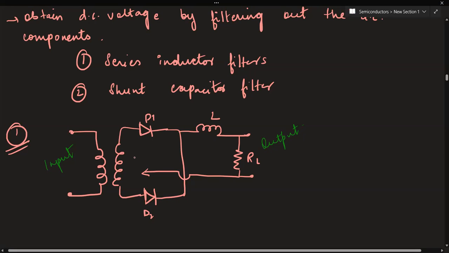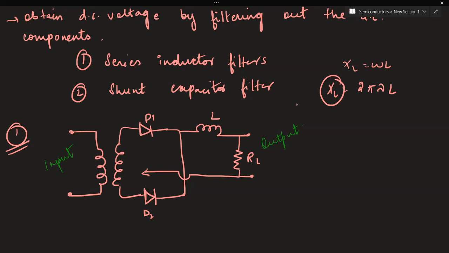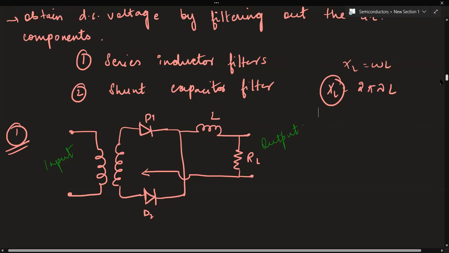Now this inductance L offers reactance that you had studied in your first term. XL is equal to 2 pi mu L. If you remember, XL is equal to omega L from your AC circuits. So this offers this much XL resistance to the flow of current through it. Clearly it blocks the high frequency AC component and allows the low frequency DC component to pass through it. So a smooth DC voltage appears across the load resistance. This is how a series inductor filter works.